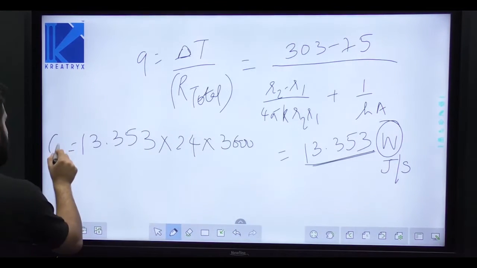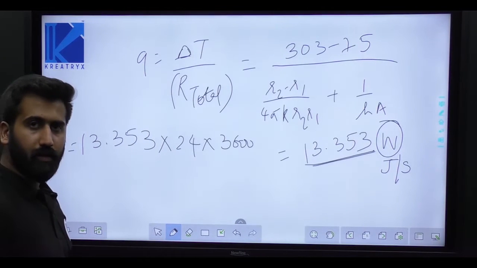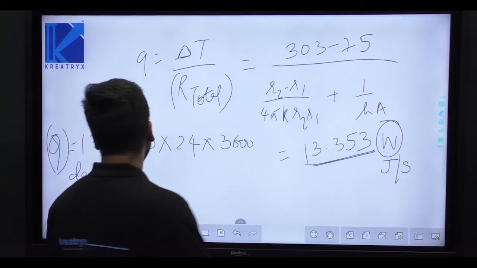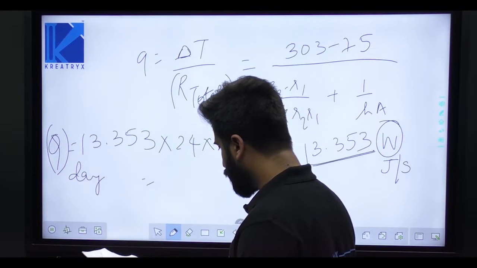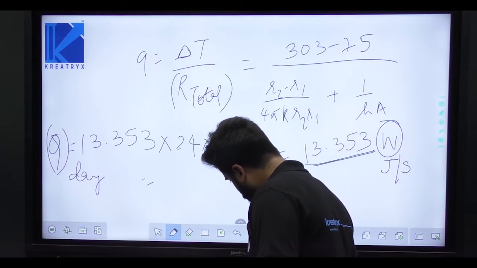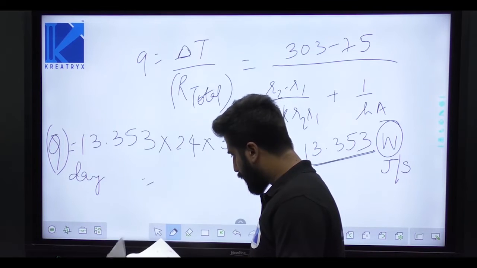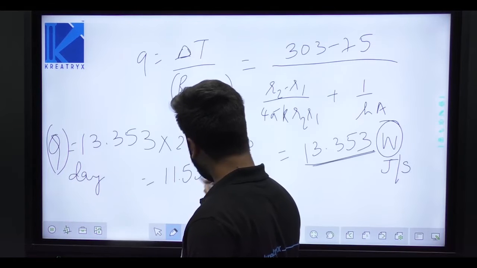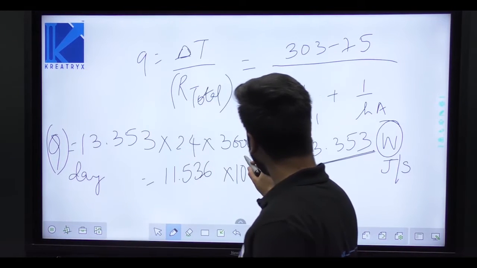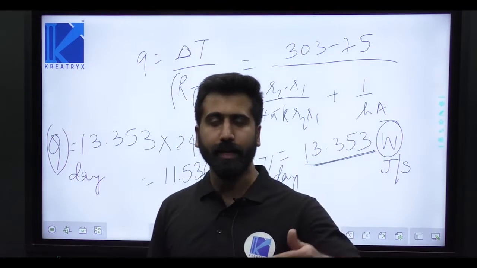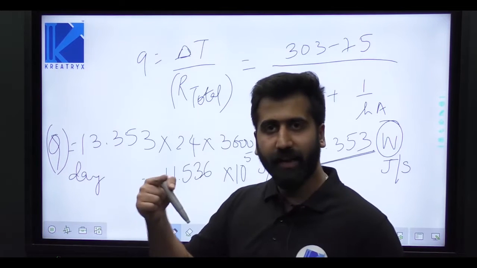Okay, you will get the heat transfer rate in a day. Heat going into that spherical shell in a day, so this is Q day. The value is 11.536 into 10 raised to the power 5 joule per day. So you actually get the heat going into that spherical shell per day.